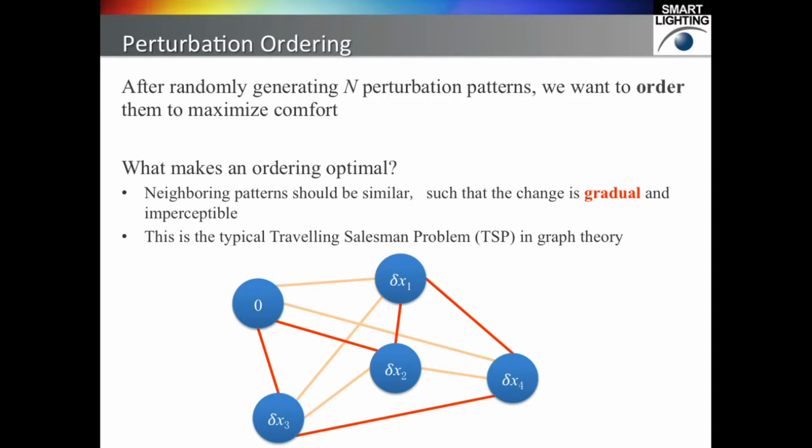After we have generated the perturbations, we want to put them in a good order. We want the light to change gradually, such that it is imperceptible. This is a graph problem, and can be solved by any algorithm for the traveling salesman problem.